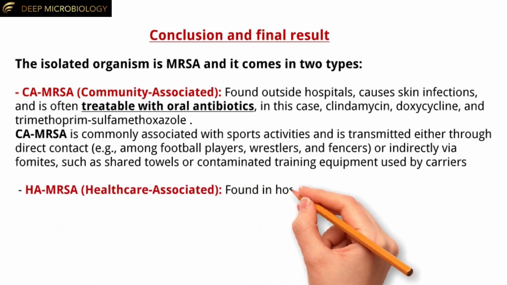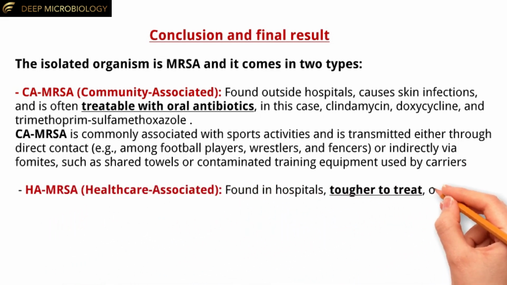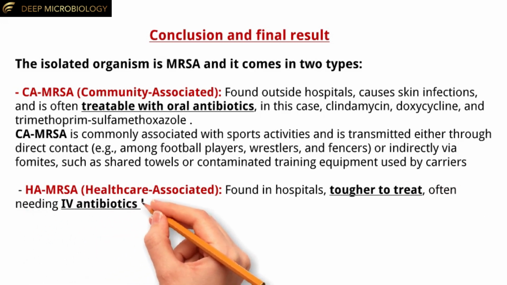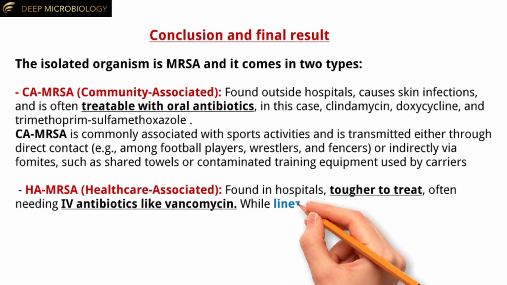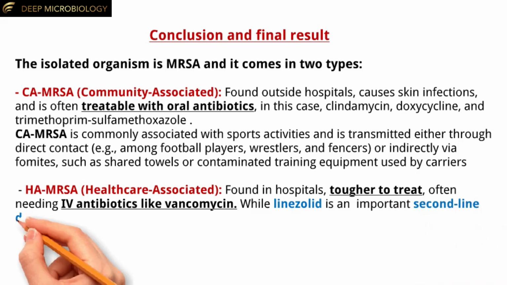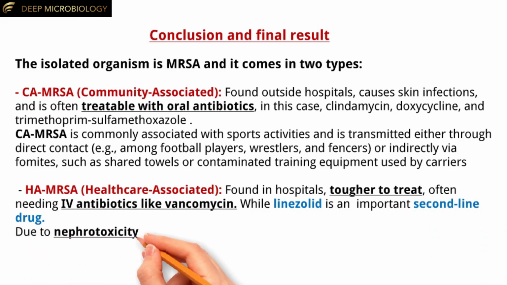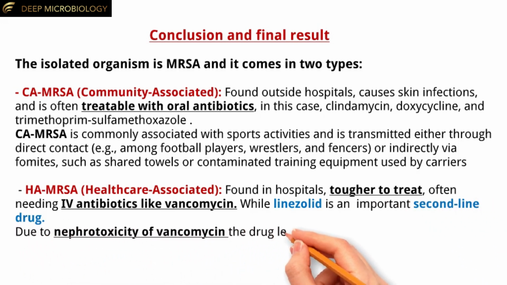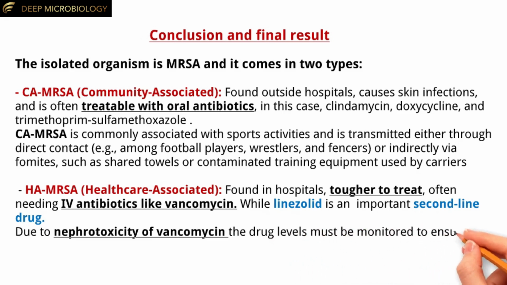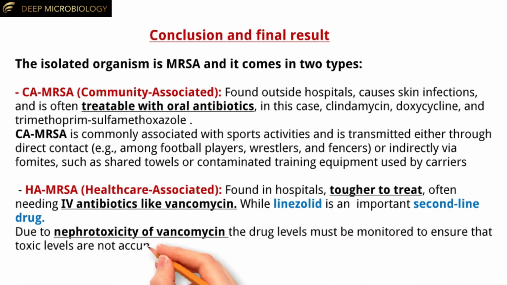In contrast, HA-MRSA, healthcare-associated, found in hospitals, is tougher to treat, often needing intravenous antibiotics like vancomycin. While linezolid is an important second-line drug, due to nephrotoxicity of vancomycin, the drug levels must be monitored to ensure that toxic levels are not accumulating.